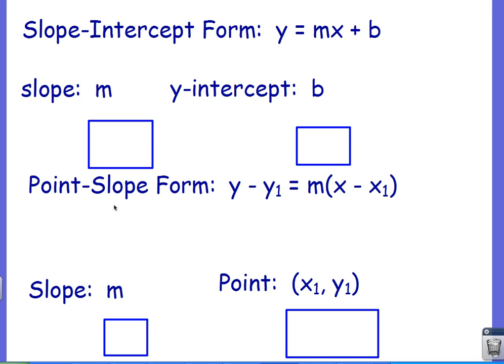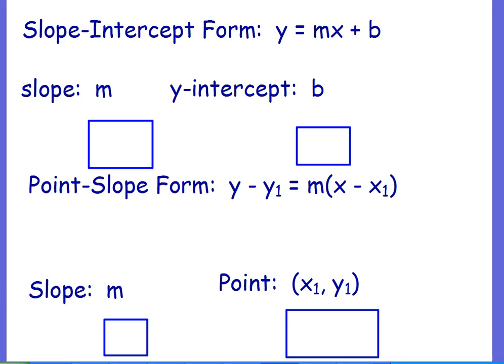Now, a couple of things that you need to keep in mind are that whatever the sign is, it's going to be the opposite. So if you'll notice here, this says minus x1. Then the point is actually a positive. So whatever this point is right here, it's actually the opposite that goes in. Okay? And we'll show you how that works.